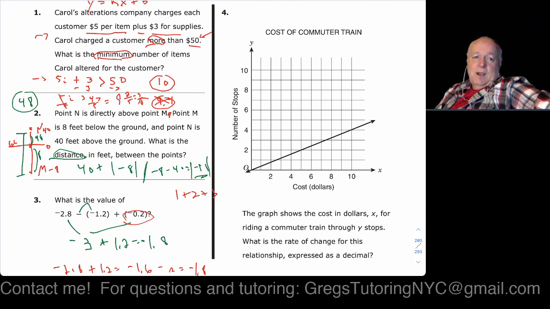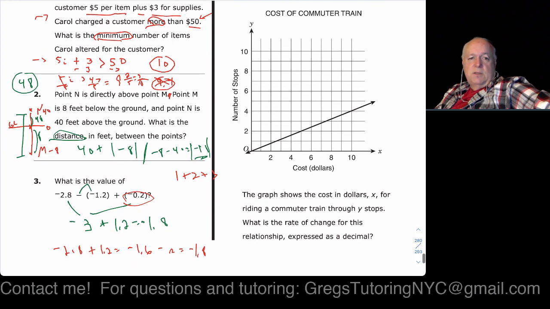So, all right, let's go to number 4. So we have the cost of a commuter train is what's being discussed here. We have an x-axis that is by units of 1, but it's numbered. Every other box is numbered, and that's cost in dollars. And the y-axis is also in units of 1, but numbered 2, 4, 6, 8, 10 as well.